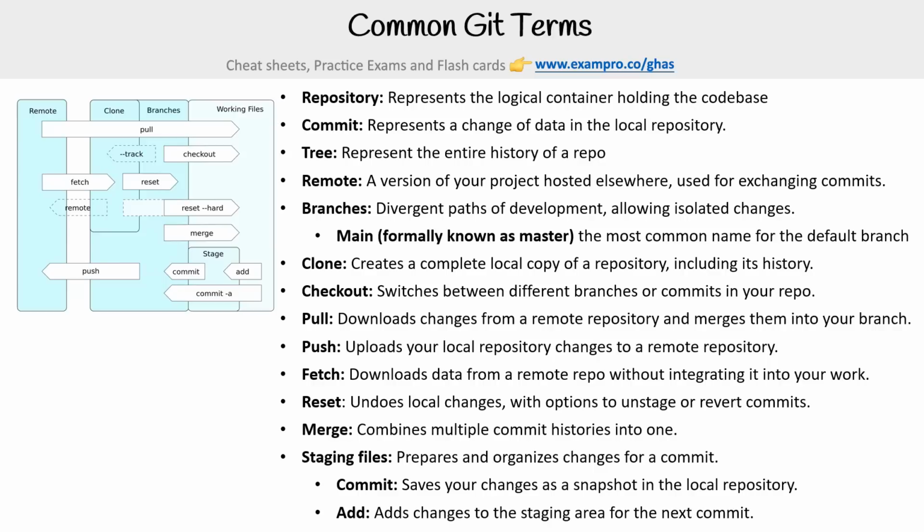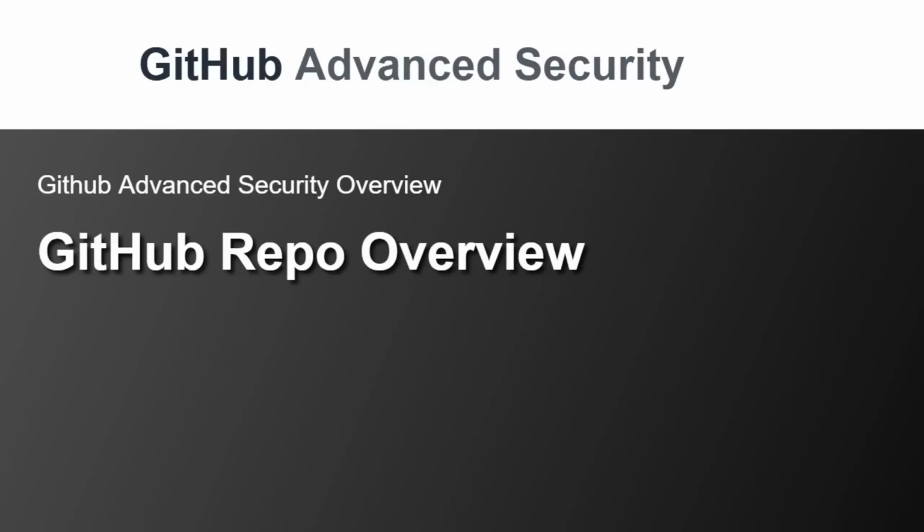Staging files prepares and organizes changes for a commit. Now, commit saves your changes as a snapshot in the local repository, and adds changes to the staging area of the next commit.